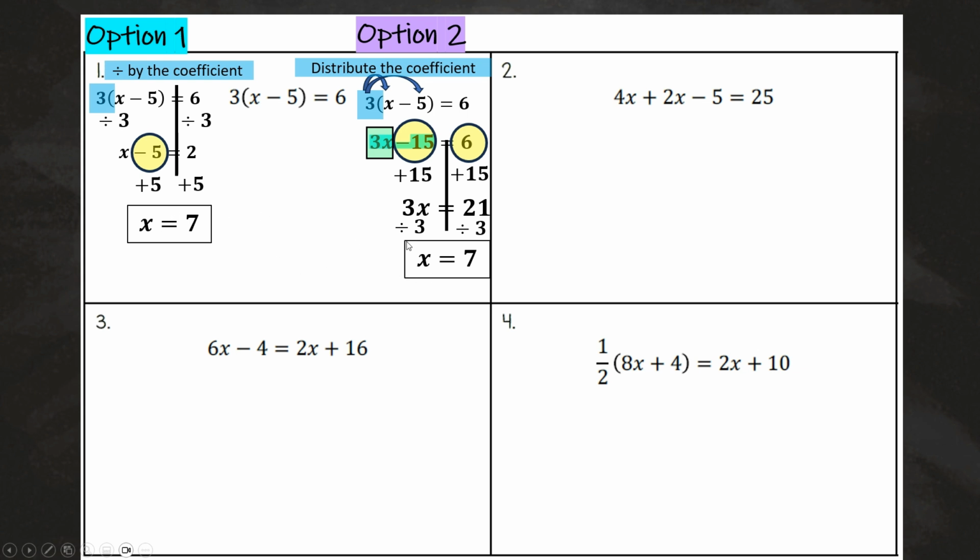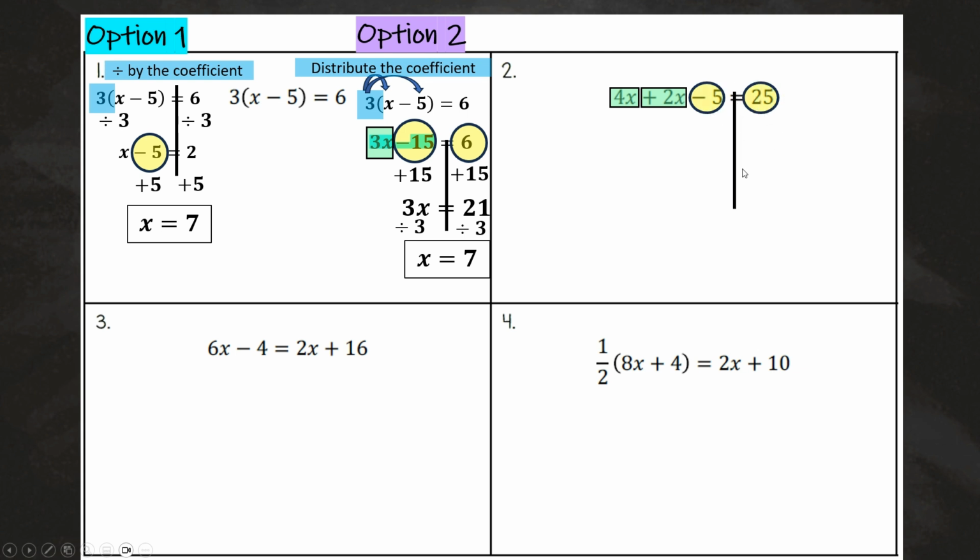So no matter which way you solved it, either way I got the same answer. This only took me 2 steps, whereas this took me 3 steps. There will be a time and a place to use either method. All right, in question number 2, I don't have to distribute anything. There are no coefficients or parentheses. So I can start right away by boxing my variables and circling my constants.